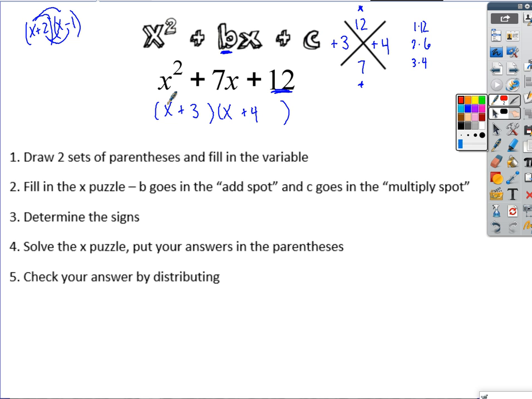If I multiply here, x times x is x squared, x times 4 is 4x, 3 times x is 3x, and 3 times 4 is 12. When I combine my like terms in the middle, I get x squared plus 7x plus 12. So that's how I know I factored correctly: if I multiply my factors back out, I get the original problem as my answer.